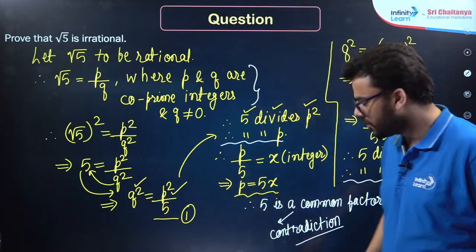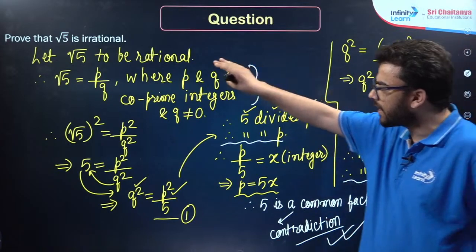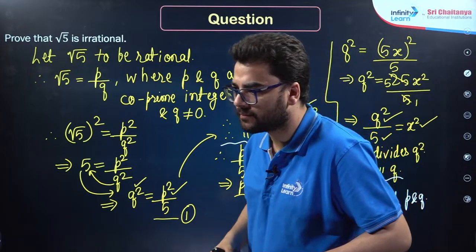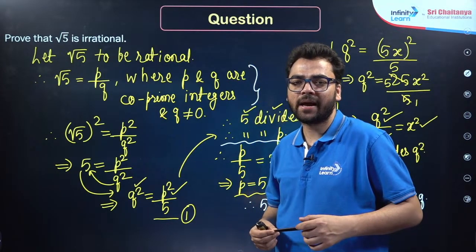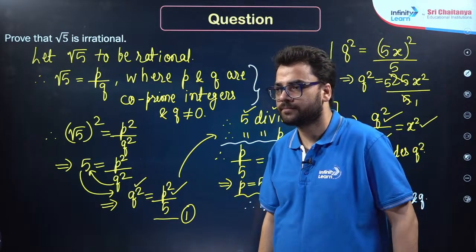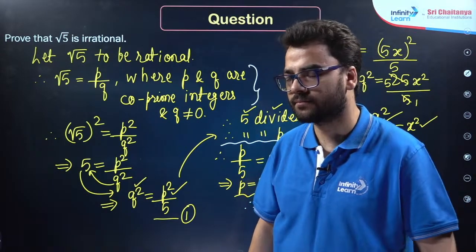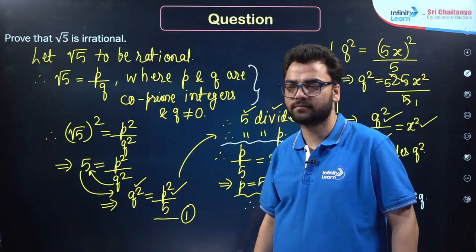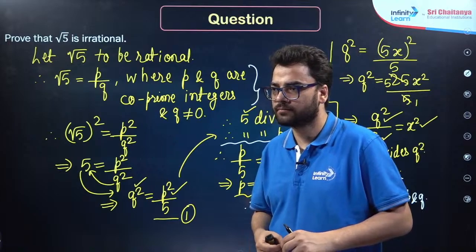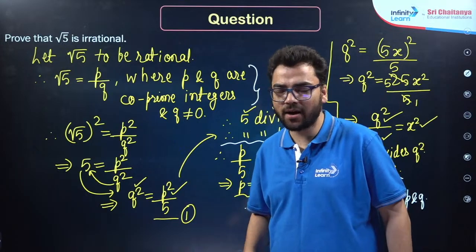Good evening, Jasmeet. You have to write after this that this contradiction arose due to our wrong assumption of taking root 5 to be rational. Hence, root 5 is not rational, it is irrational. I hope that is clear up till here. Any doubt in that, guys? Just confirm that. No, we will do that as well. I hope that one is clear.